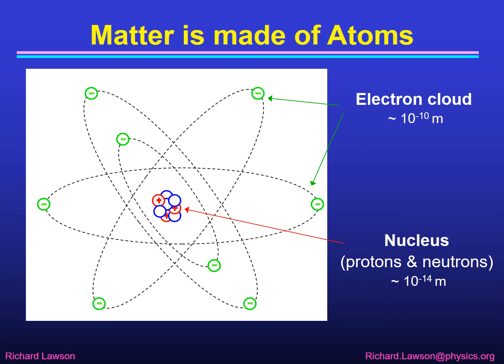Now, this diagram is rather misleading in terms of size, because the electron cloud is 10 to the minus 10 meters in size, which is very small, but the nucleus is 10,000 times smaller. So this really isn't to scale. If I was able to draw it to scale, you wouldn't be able to see the nucleus, which illustrates the fact that the atom is in fact mostly empty space. And I've got a little demonstration to illustrate that.